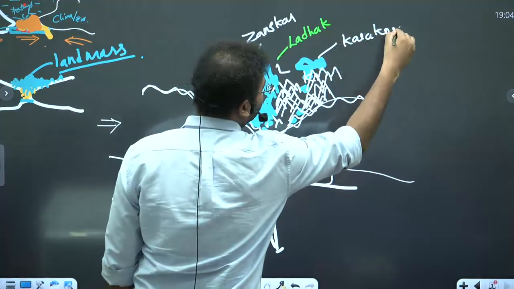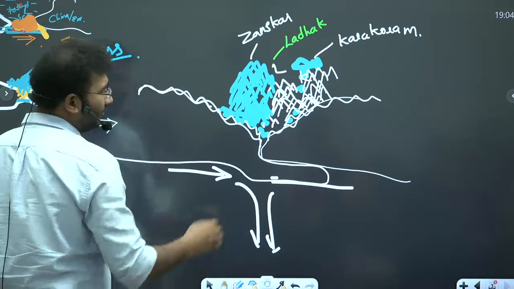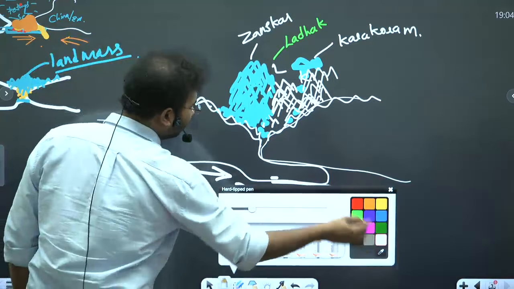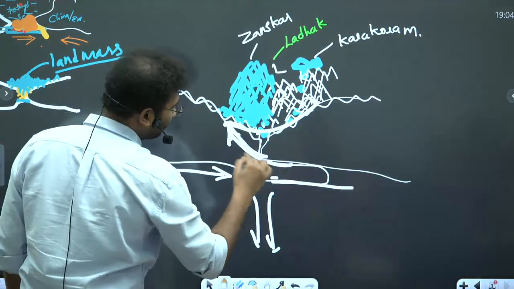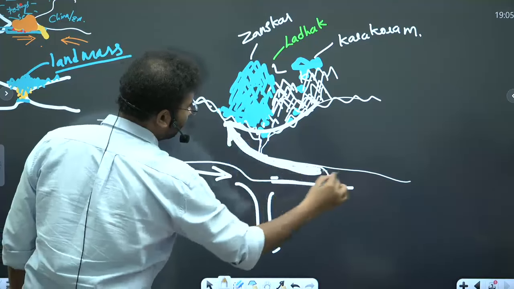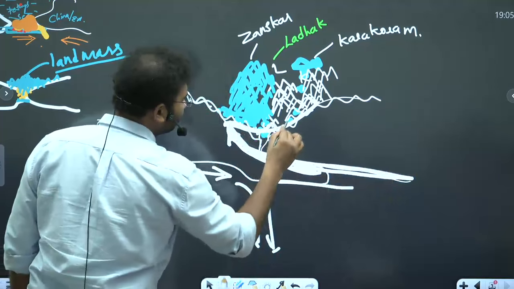And see, here you need to understand one more thing. All this Karakoram, Ladakh and Zanskar, they are actually formed on. Yes. See, this is.